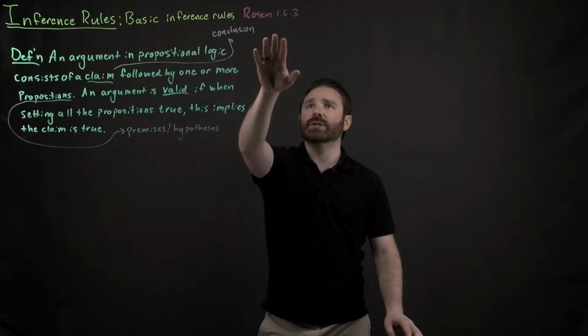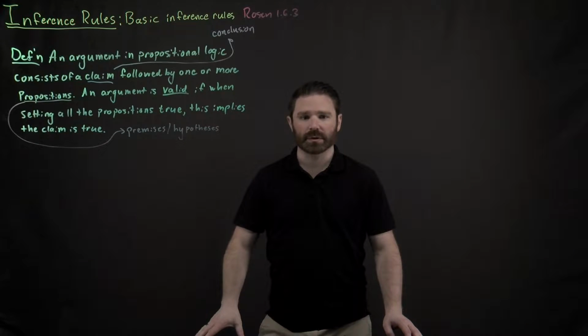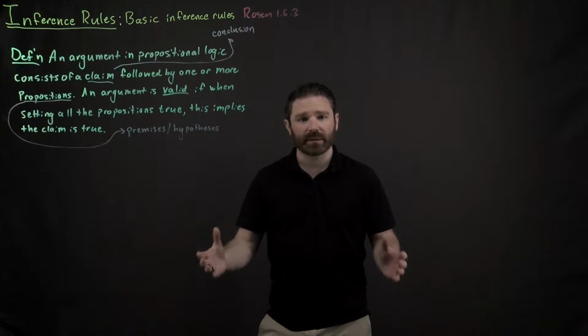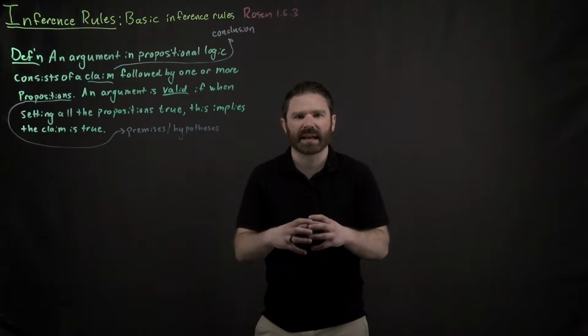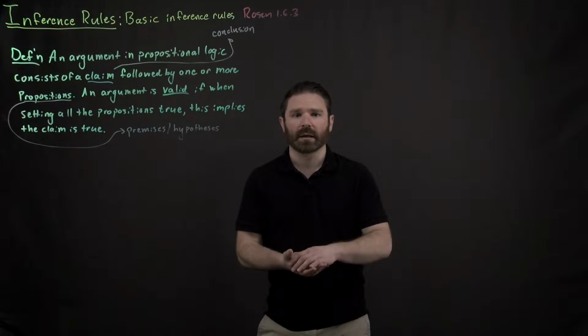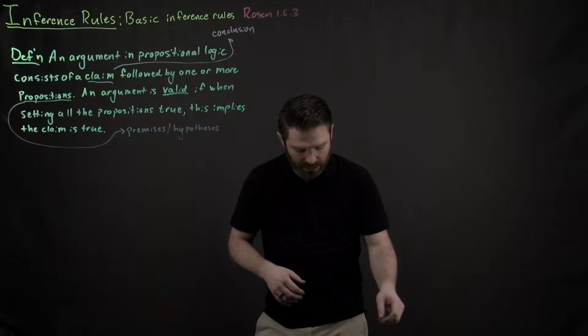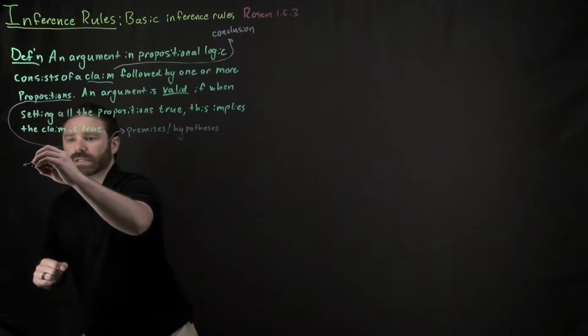So in Rosen section 1.6.3, he discusses basic inference rules. And recall that these basic inference rules are going to be short, valid arguments. You can kind of think of them as like helper functions that will allow us to build more complicated arguments. So in Rosen section 1.6.3, there is a table.